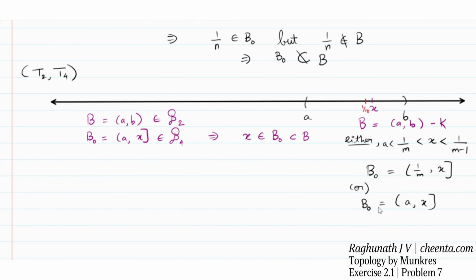In either case, B naught is a subset of B, because there are no 1/n values in between in this interval. And again, if there are no 1/n values between a and x, I can directly take from a to x, because there is no minus K here. And also x belongs to B naught. So this implies what? T4 is finer than T2.